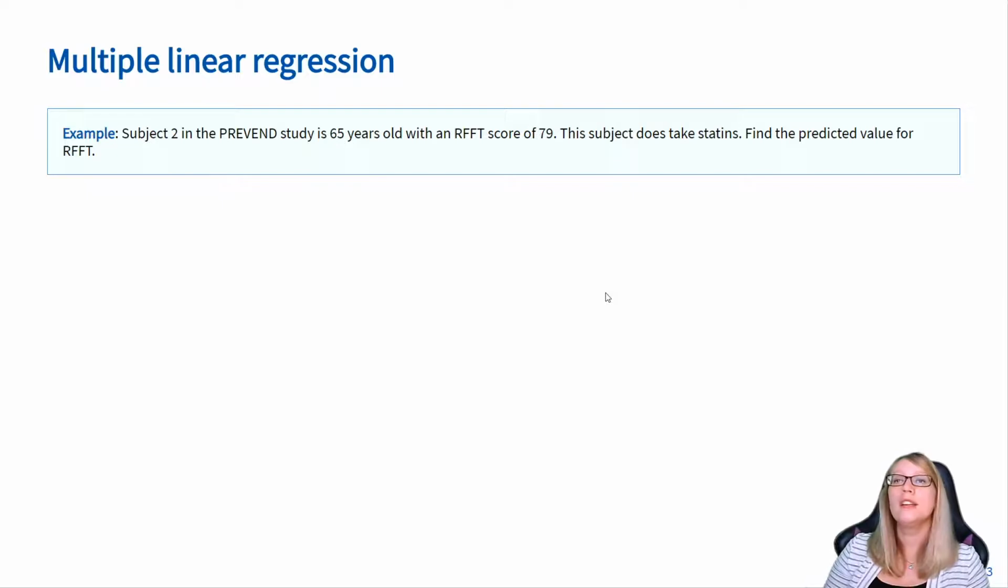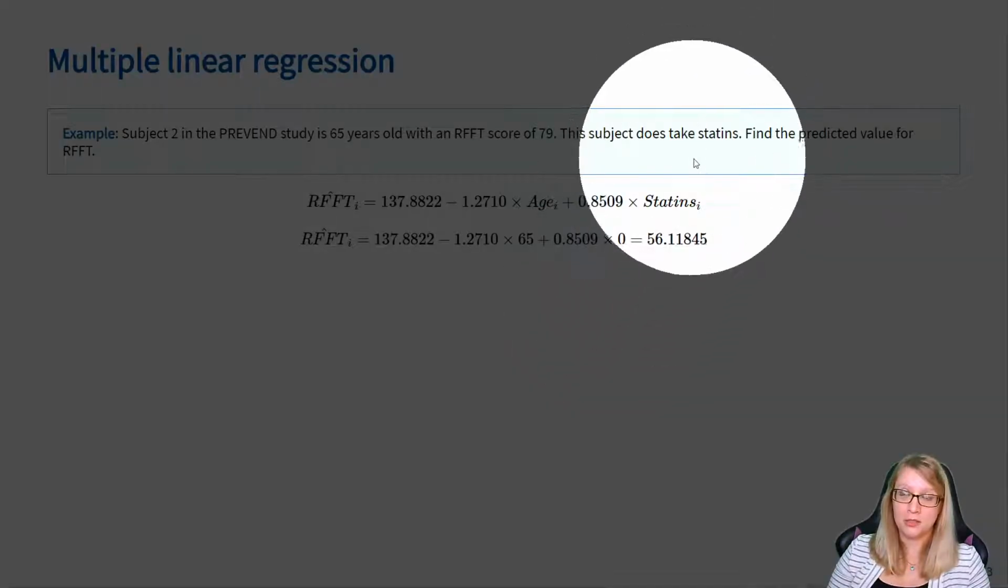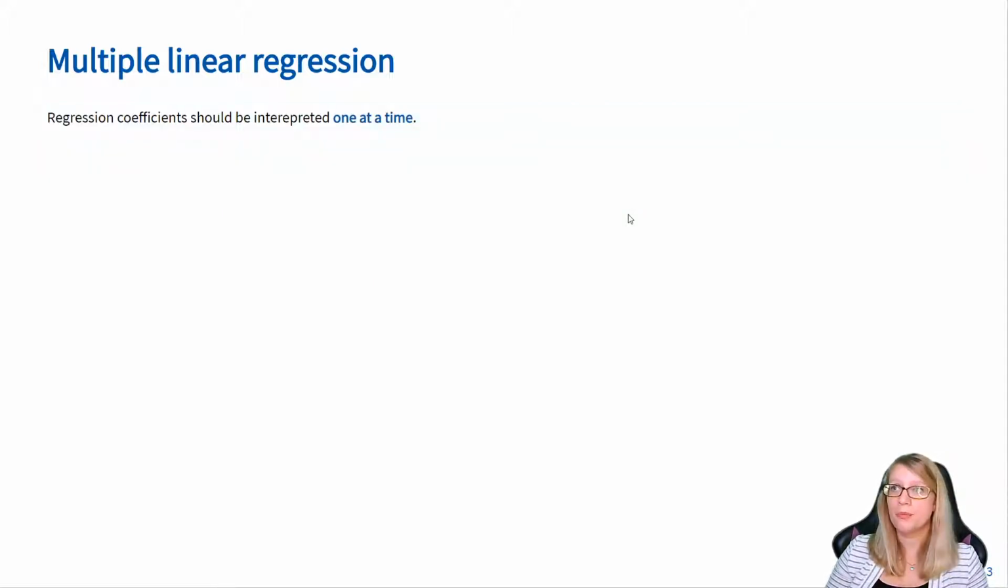Subject 2 doesn't take statins. We're going to plug in 0 here. Again, apologies for the typo. So subject 2, who did not take statins, we're predicting a value of 56. Takeaway point here, in a multiple linear regression model, we'll plug in values to make our predictions, just like we would in a simple linear regression model.